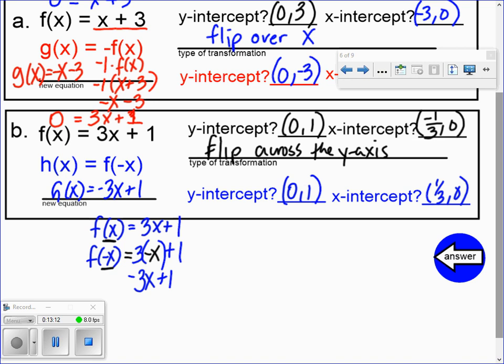And then you can check it. You can check this using a graphing calculator. If you graph your original line and your reflected line, you should see a line that reflected over the y-axis where the y-intercepts are in the same spot, or a line that reflected over the x-axis where the x-intercepts are in the same spot.